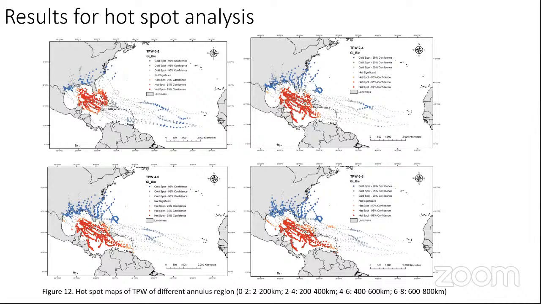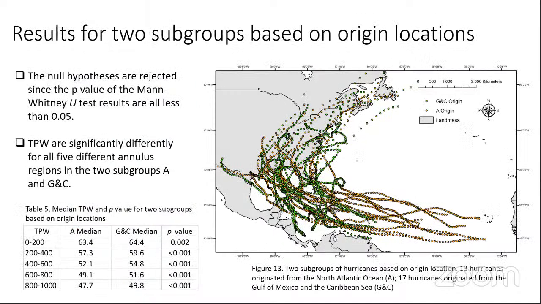And from the 0 to 200 panel, going out from the TC center, we can see the hotspot extends more south, more west, and more east. And the cold spots are mainly located along the US coast. Based on this spatial pattern, we decided to subdivide the data into several subgroups.